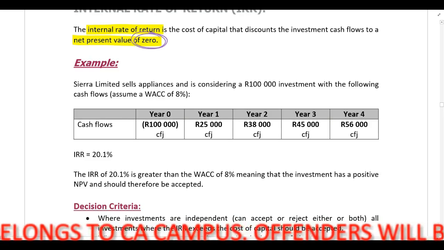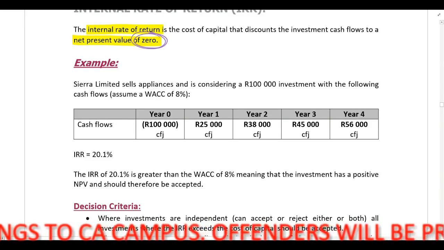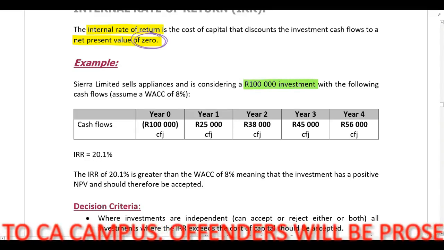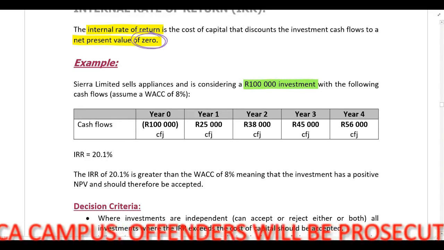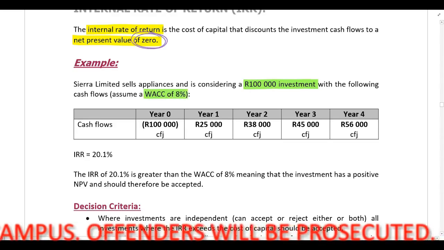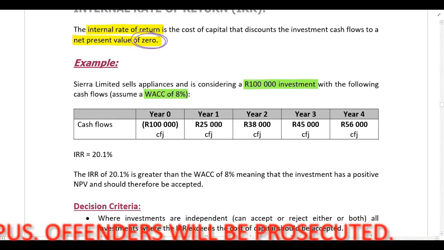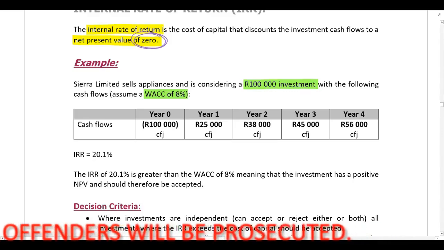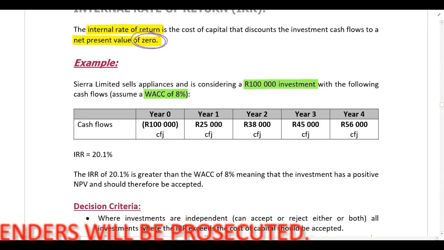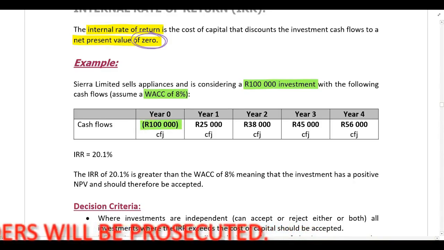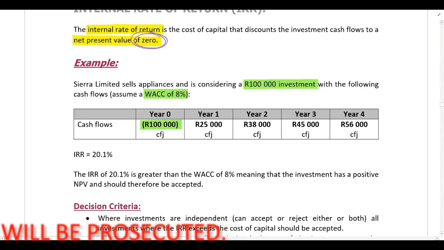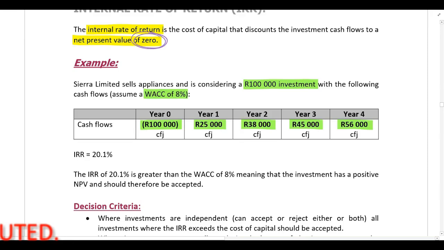Sierra Limited sells appliances and they are considering a 100,000 Rand investment with the following cash flows, and you can assume a weighted average cost of capital of 8%. So you guys can see initially at the beginning of year 1, we have a cash outflow of 100,000 Rand. That's the cost of the investment. And then we have cash inflows for a 4-year period. So this is exactly the same example that we've been looking at with all of our previous methods.